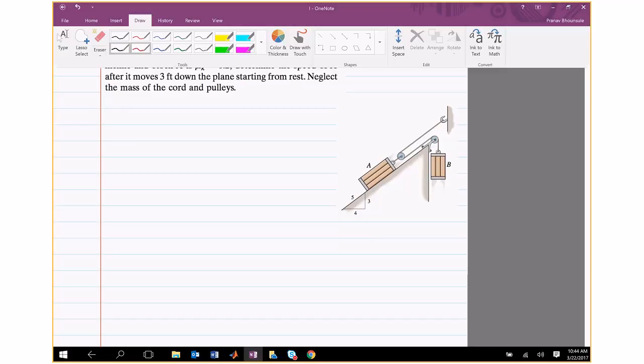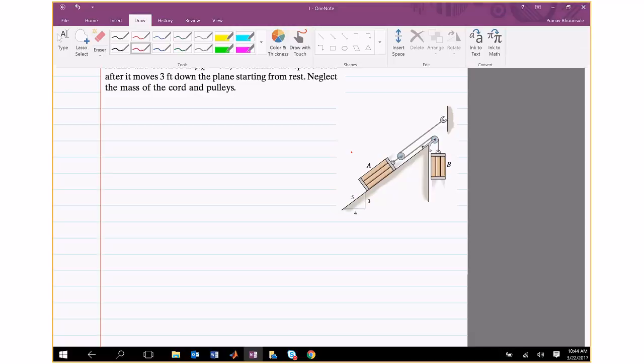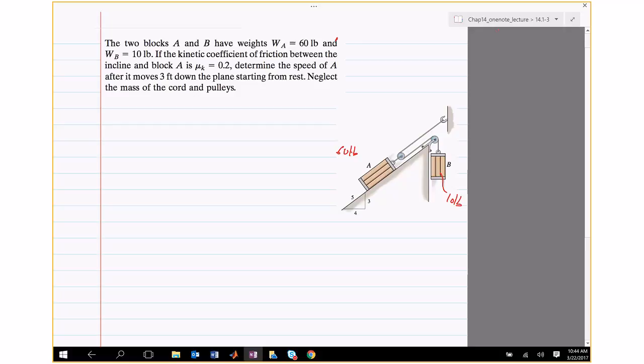Okay, so two blocks, A and B, have weights WA, 60 lb and 10 lb. I'll write that down: 60 lb, 10 lb. If the kinetic friction between the incline and the block is, there is some kinetic friction here, determine the speed of A after it moves 3 feet down. So it moves 3 feet down the plane starting from rest. It starts from rest, okay? Neglect the mass of the cords and pulleys.